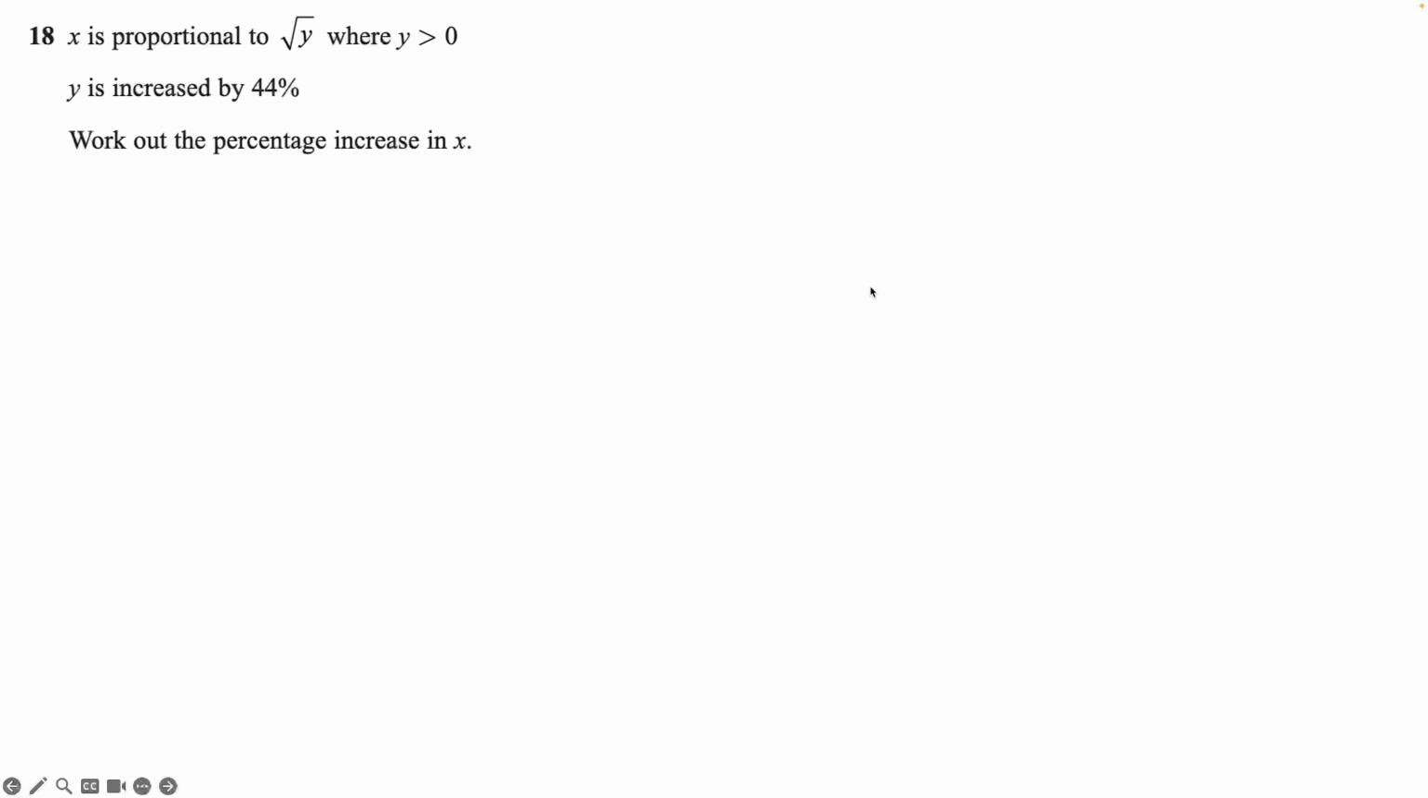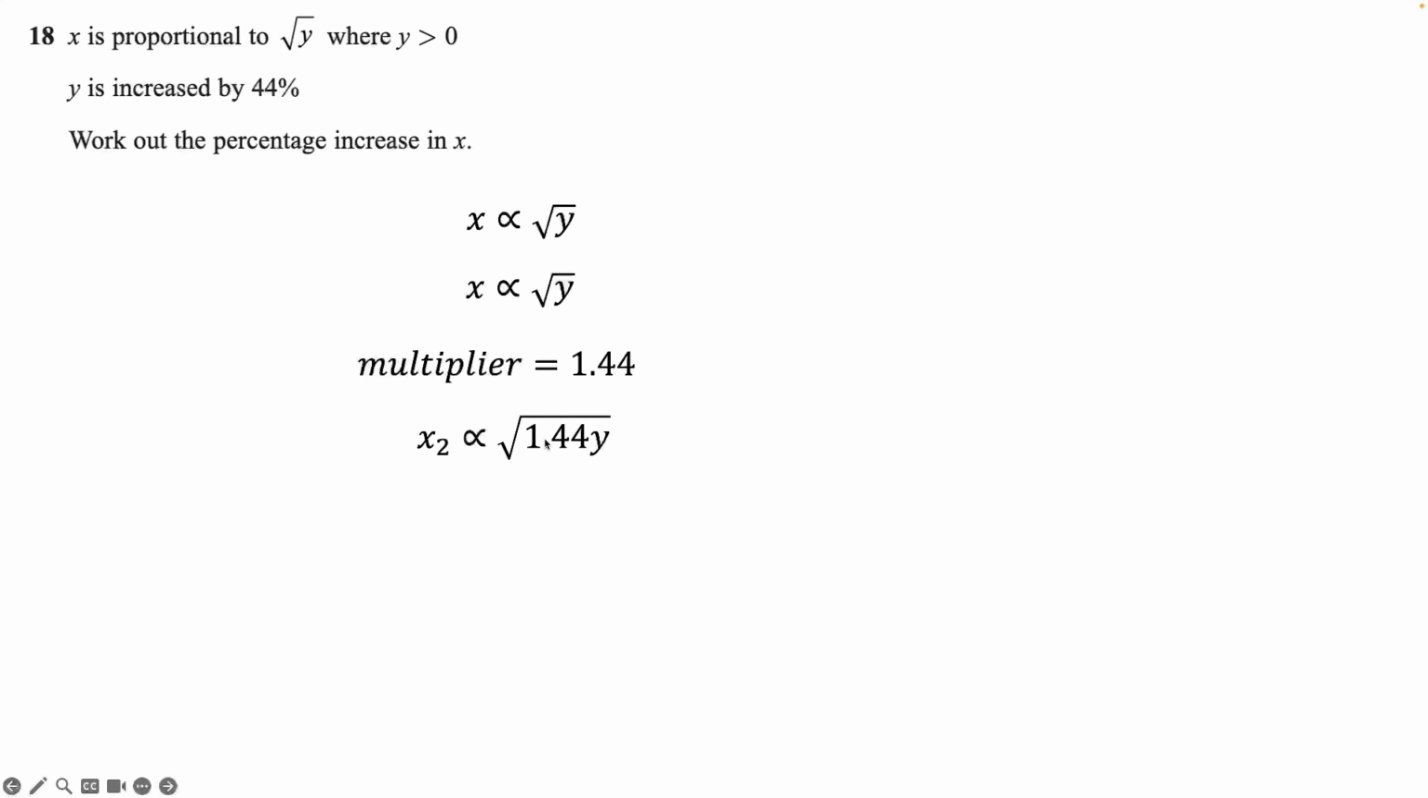Okay, cool. For this question, we're saying that x is proportional to the square root of y, where y is positive. y is increased by 44%, so we want to work out the percentage increase in x. So we can say that x is proportional to the square root of y. So if y is increased by 44%, then let's think about our percentage multiplier. Well, the multiplier is going to be 1.44 because it's 1 plus 44%. So if our new x value, let's say it's x2, is proportional to the square root of 1.44y, we've increased y by 1.44, so this is obviously our new formula.